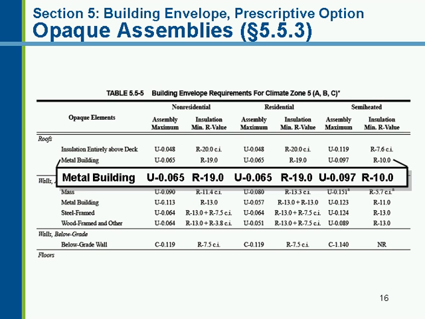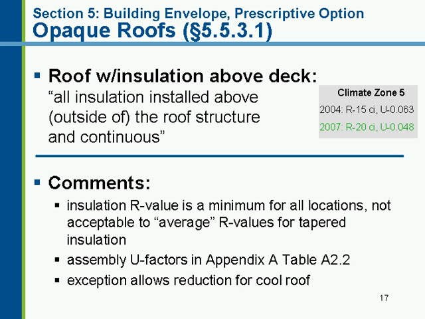So let's talk about the opaque assemblies and some of the specific criteria. And remember, I'm going to focus on Climate Zone 5 here. Within Climate Zone 5 of the roof categories, the first one is roof with insulation above deck. This is a case where all the insulation is installed above and outside of the roof structure, and it's continuous. So this would be a very common commercial building, with a flat roof, and the insulation is up above that.